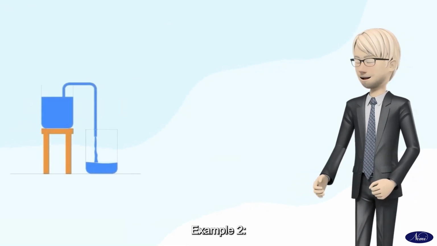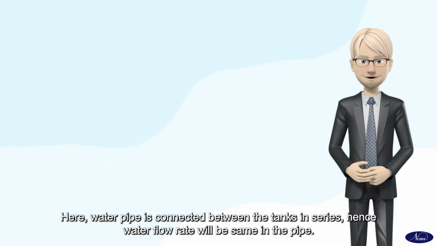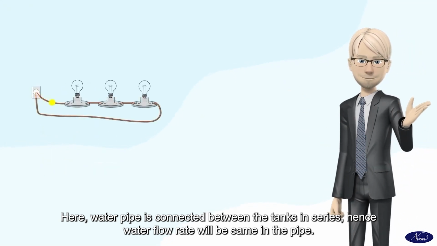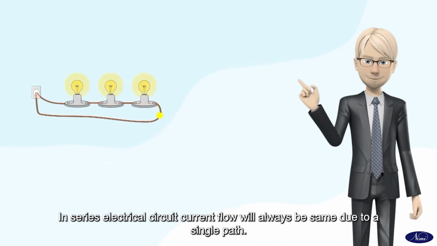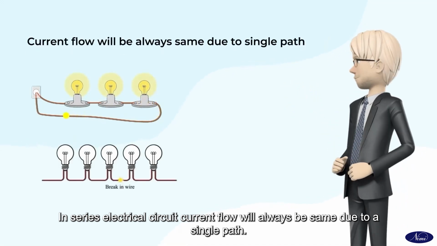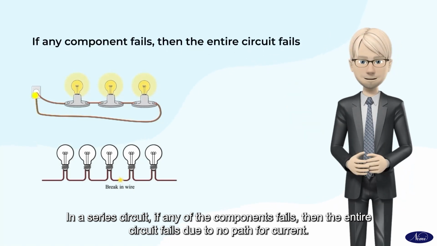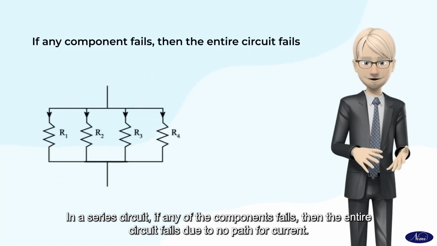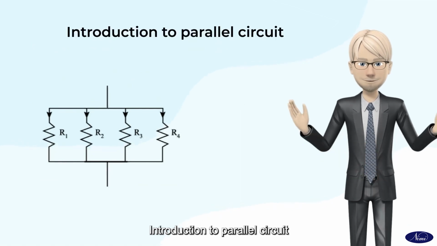Example 2. Here, a water pipe is connected between the tanks in series. Hence, the water flow rate will be the same in the pipe. In a series electrical circuit, current flow will always be the same due to a single path. In a series circuit, if any of the components fails, then the entire circuit fails due to no path for current.